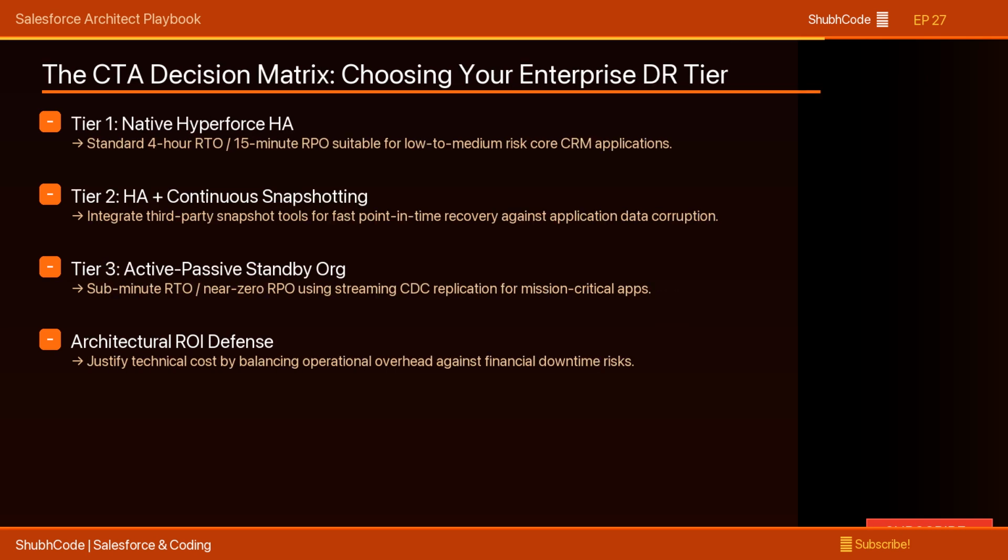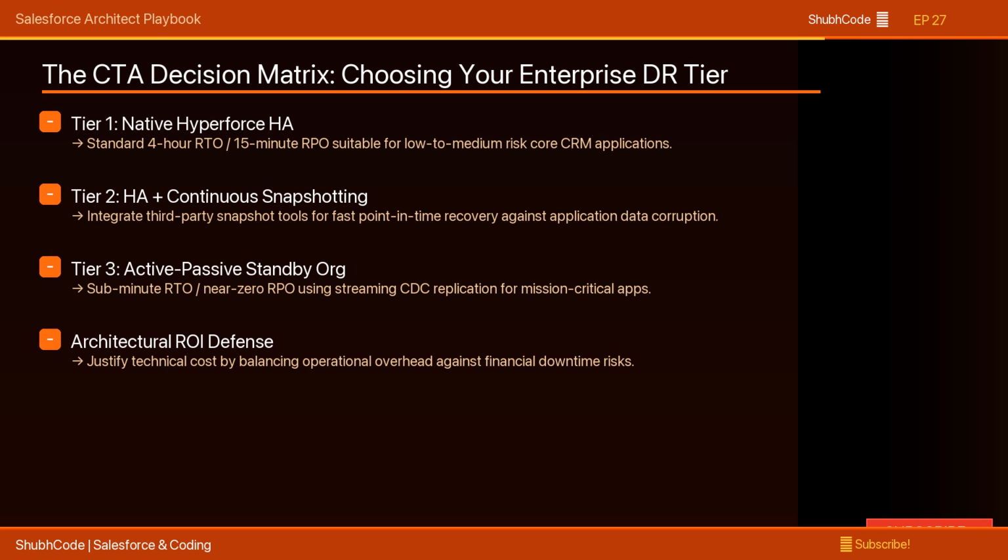To wrap up our architectural blueprint, let's examine the CTA decision matrix for selecting your enterprise disaster recovery strategy. Tier 1 relies entirely on native Hyperforce high availability, delivering a 4-hour RTO and 15-minute RPO at zero additional license cost, which is perfect for standard operational CRM workloads. Tier 2 combines native Hyperforce HA with third-party continuous data snapshotting tools like Odaseva or OwnBackup, providing point-in-time corruption recovery for regulated industries like finance and retail banking.